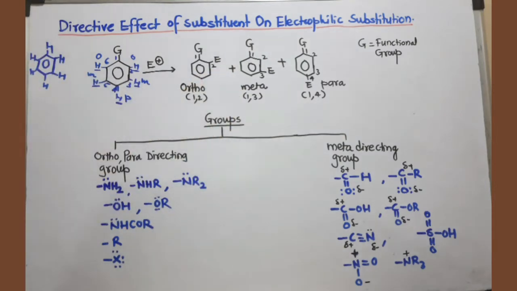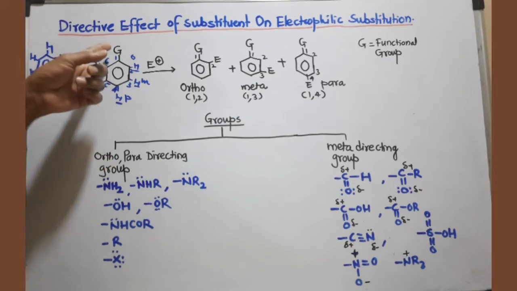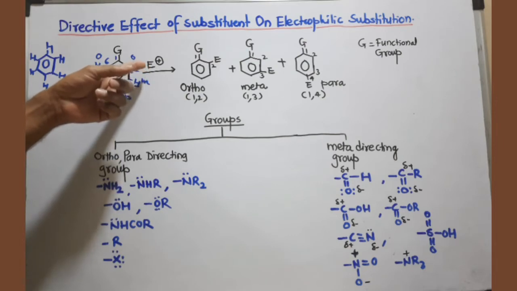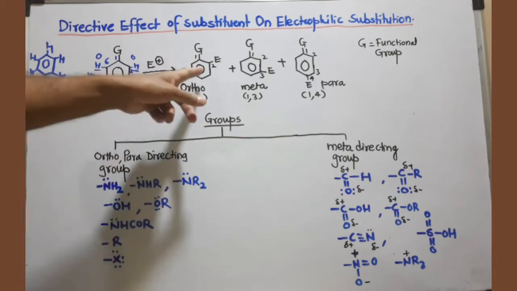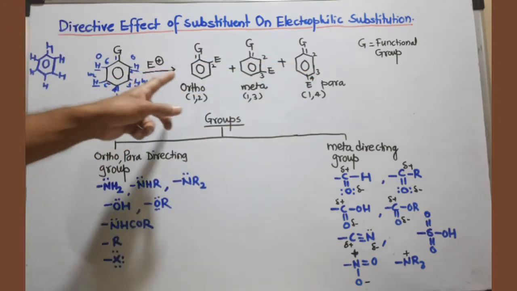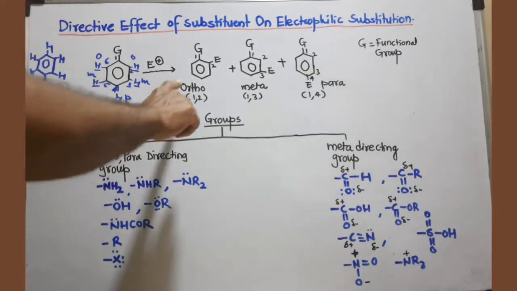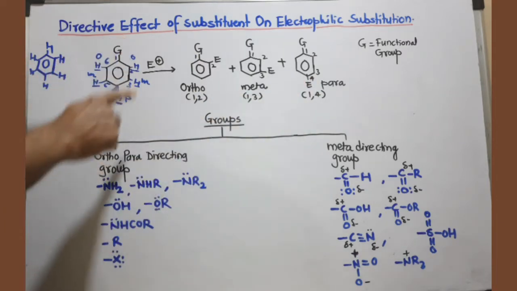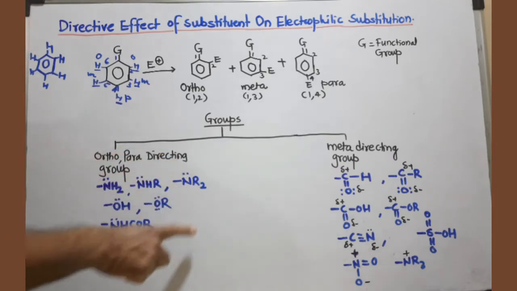So all functional groups we have to divide into 2 categories, 2 classes. One is ortho-para directing group. That means the group which is already present will direct the incoming electrophile to go to the ortho and para positions. Always ortho and para substituted products are obtained together. Those groups are called ortho-para directors or ortho-para directing groups. The list is given here.